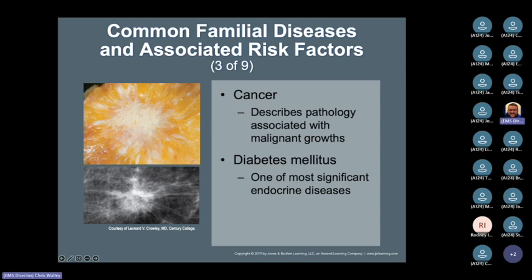Diabetes, one of the most significant endocrine diseases, is associated with increased insulin secretion or total lack of insulin secretion by the pancreas. Type 1 is insulin-dependent diabetes, and type 2 is non-insulin-dependent diabetes.